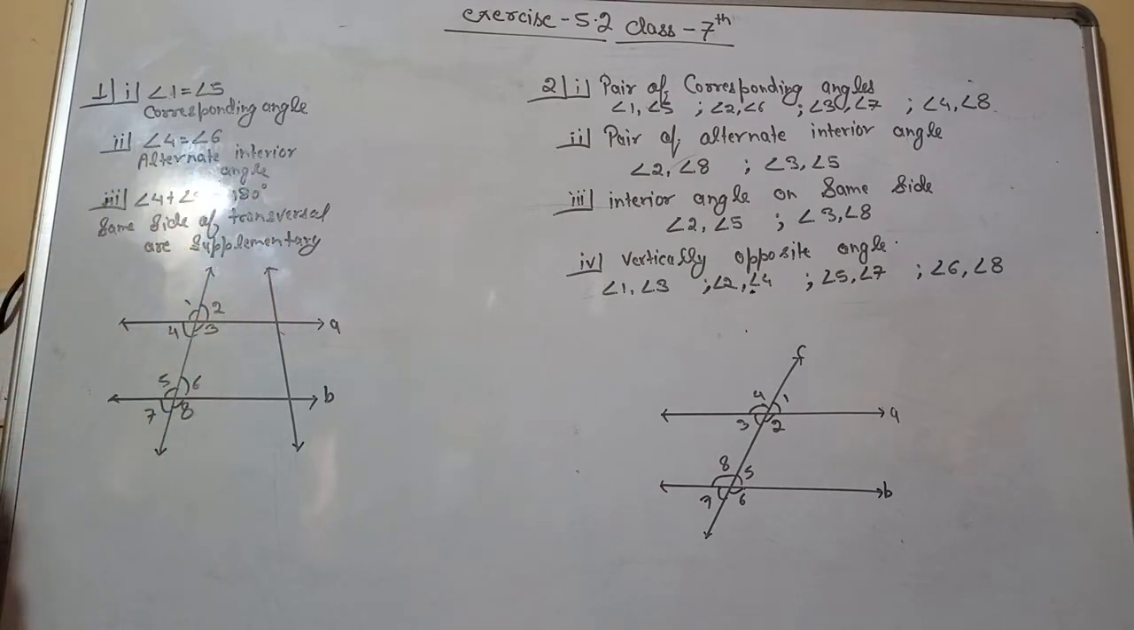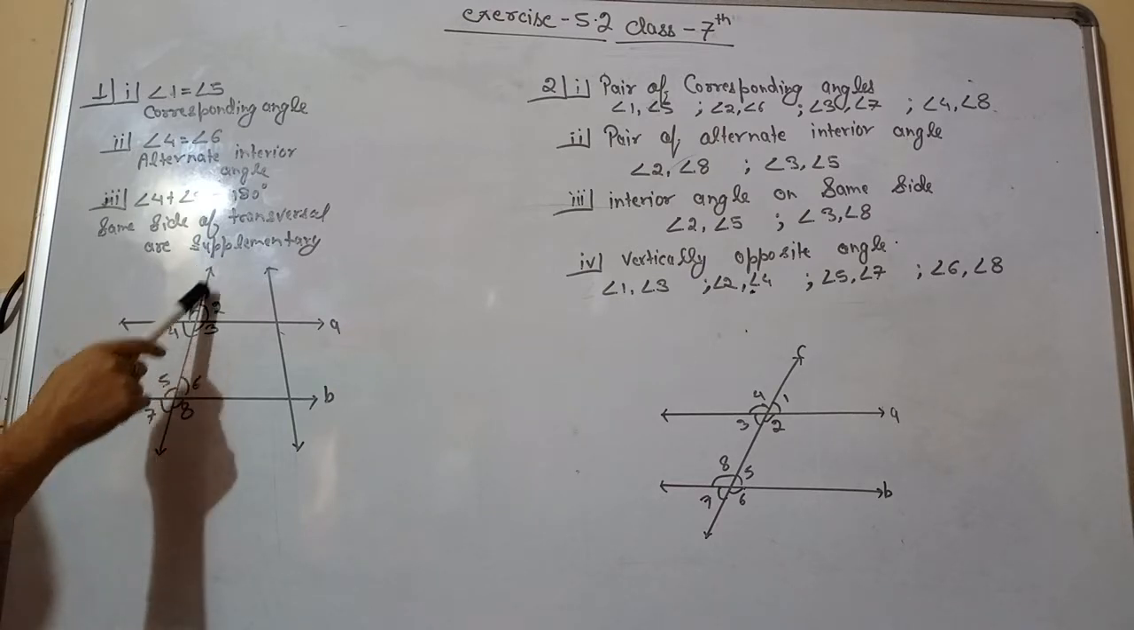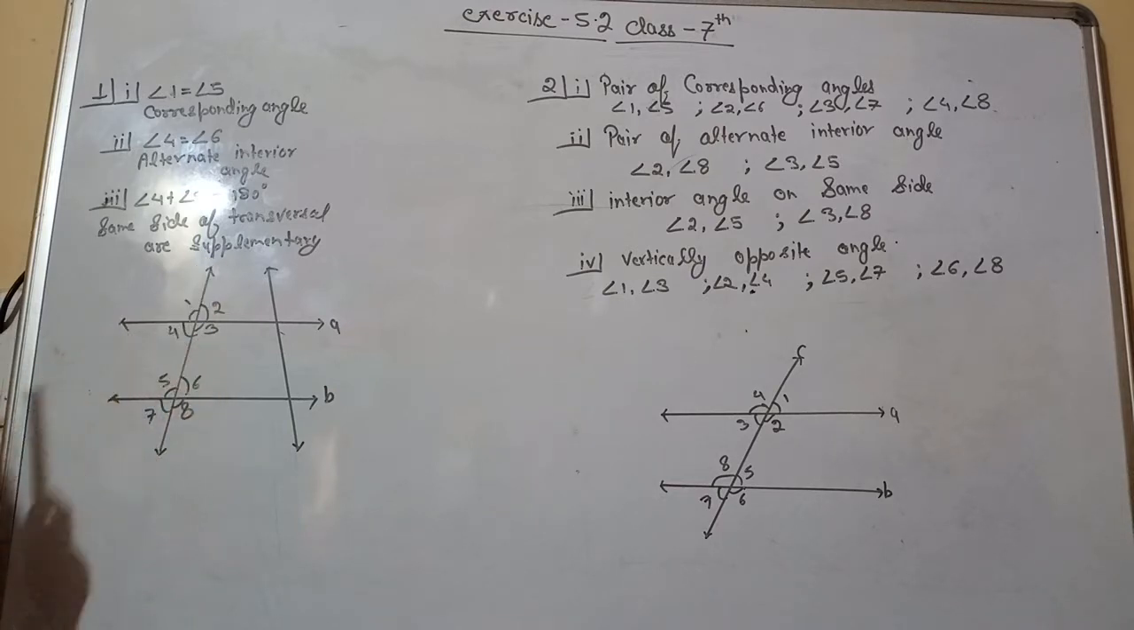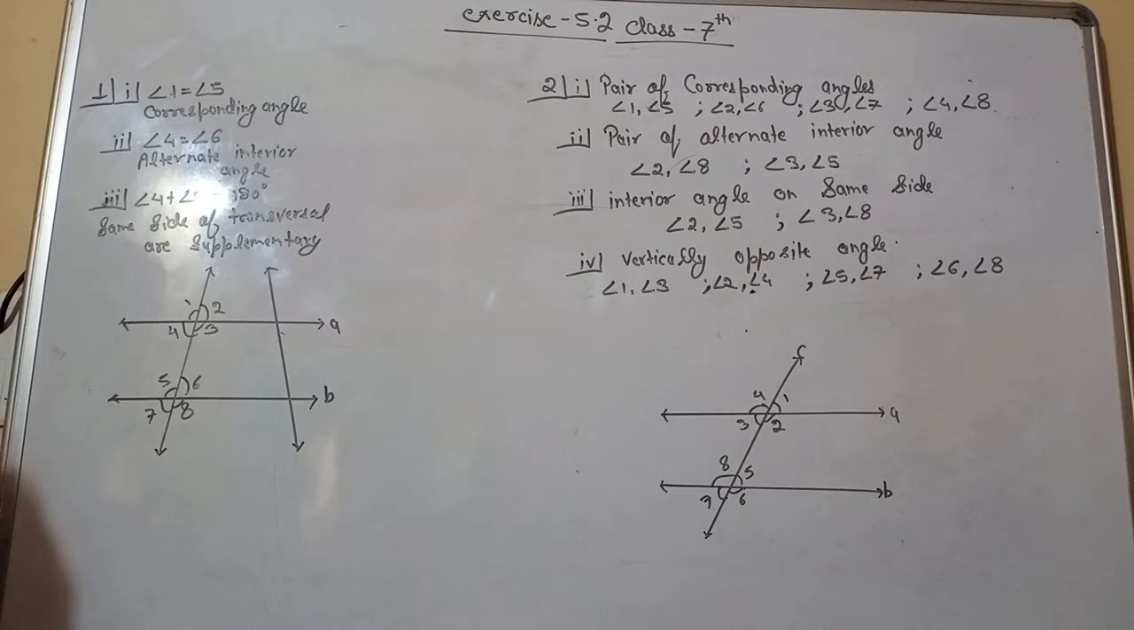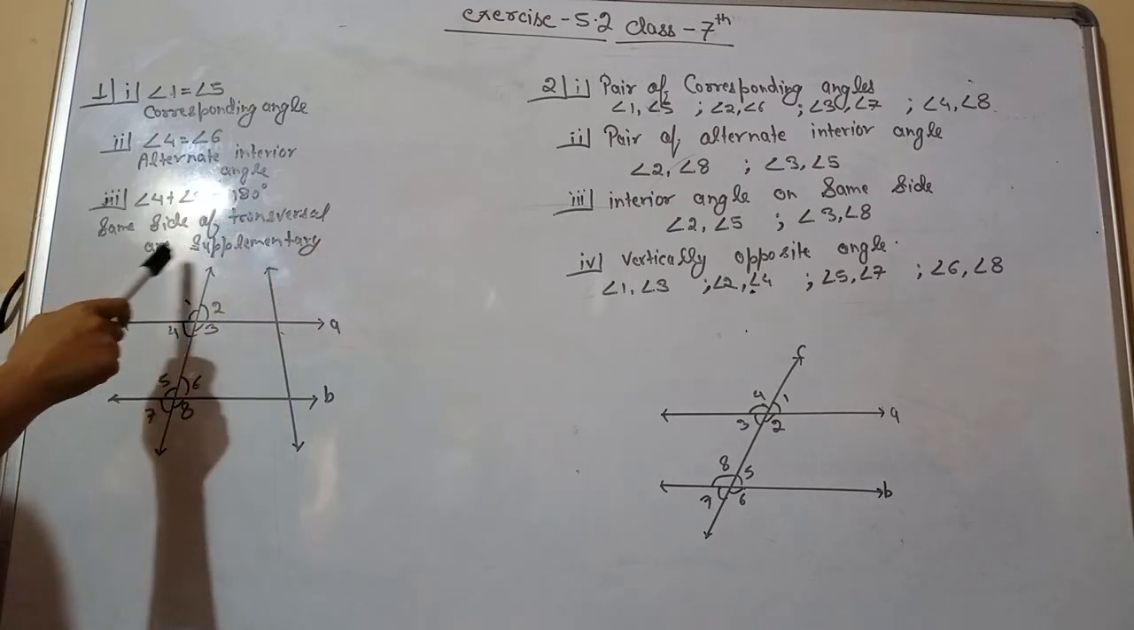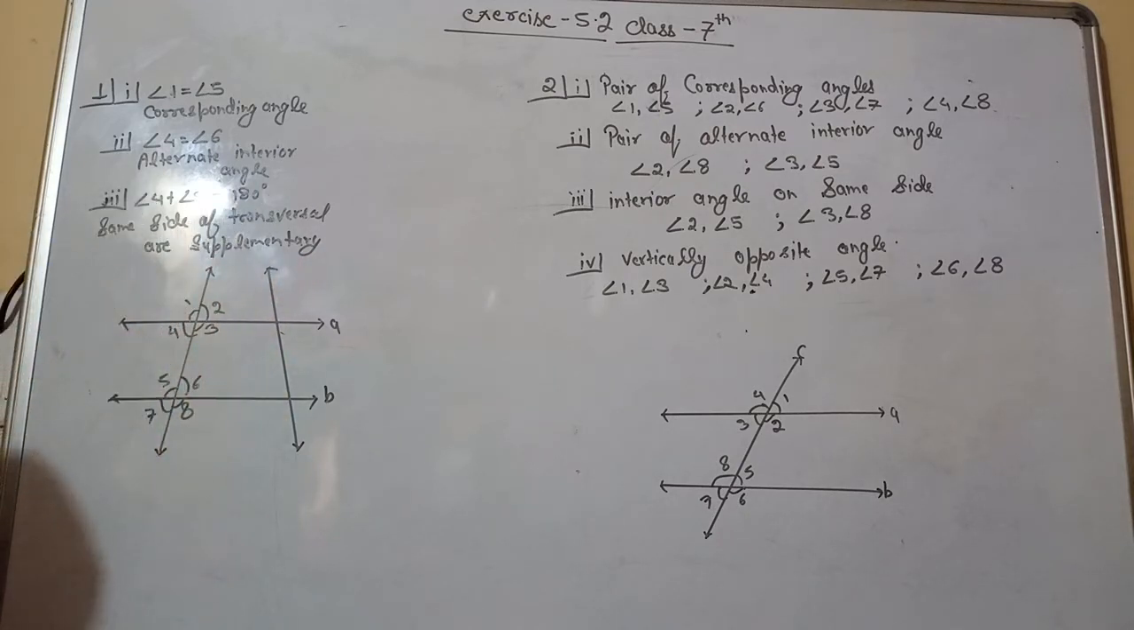Option number third, angle 4 plus angle 5 equal to 180. Now 4 and 5, you can see this is a transversal line and both are on the same side of a transversal. So we know that when we add same side of a transversal angles, they both are supplementary. So same side of transversal are supplementary. By this property, this is equal to 180 degrees.